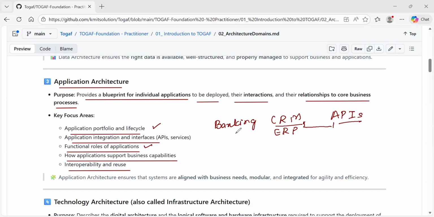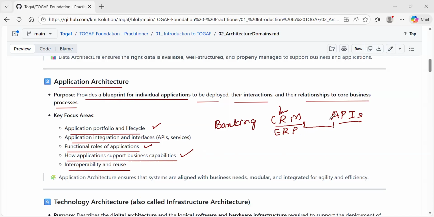Functional roles for the application. So customer relationship manager is basically for the customer, ERP maybe for the payroll system, attendance, etc. How applications support business capability. So this is for maintaining the customer related data. So what business goal is satisfied by this application, and how is it related to that?